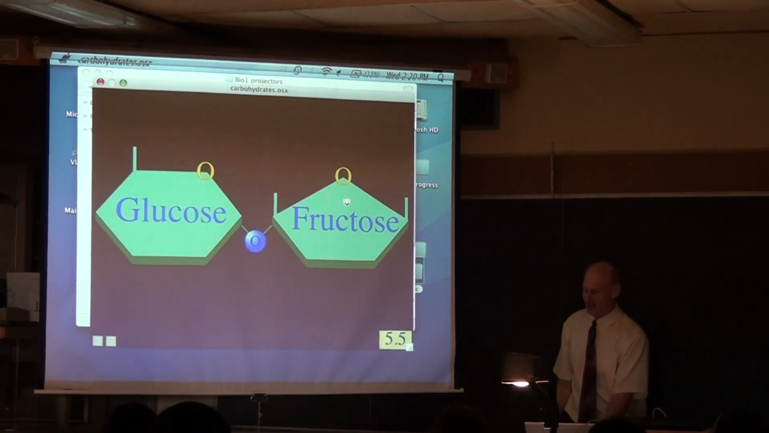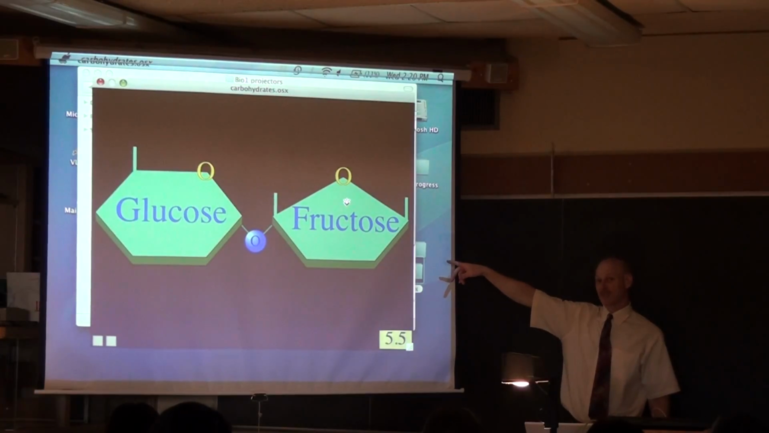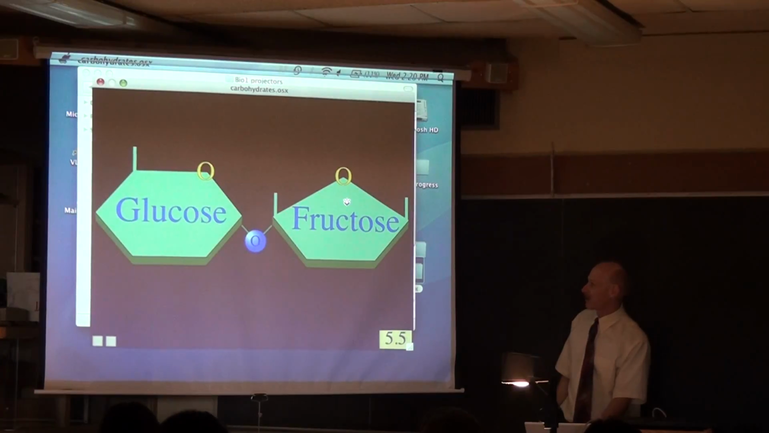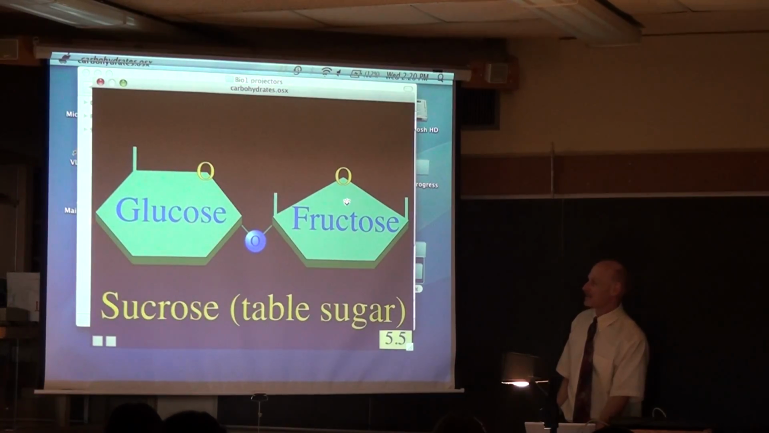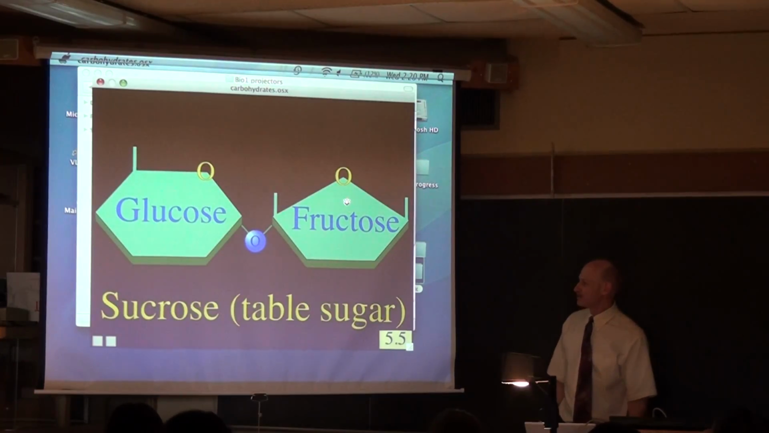Another saccharide I want you to know about is sucrose, which is this. It's a glucose monosaccharide linked to a fructose monosaccharide. And again, they're brought together by a dehydration synthesis. One molecule pops off, there's a sucrose molecule.